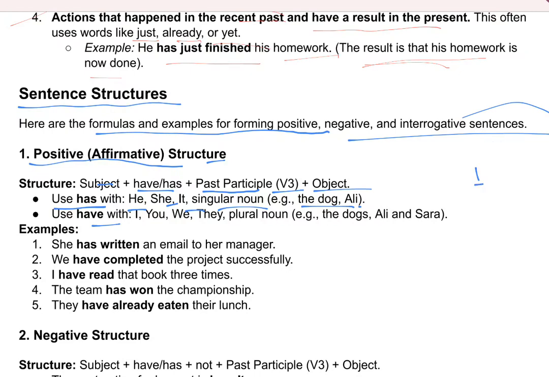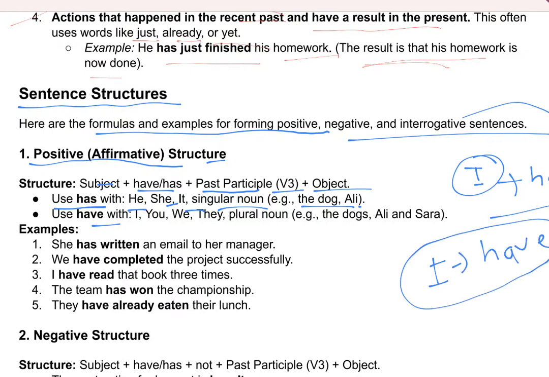Okay, we use have otherwise. I is an exception. I is singular, but I say I have, very important. I is an exception, I choose have. We always use have with I, we use the plural form. Okay, so use have with I, you, we, they, and plural nouns, the dogs, Ali and Sarah. Okay, let's see examples.